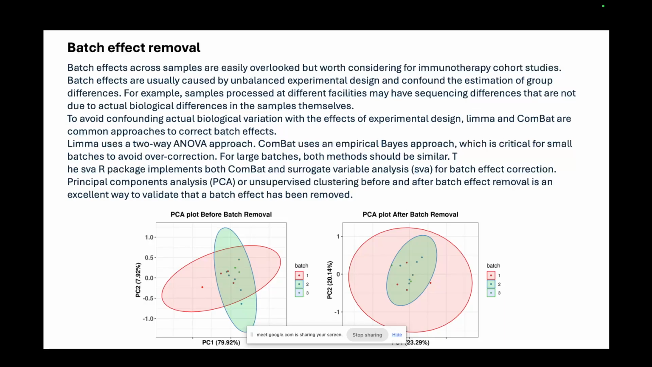One thing that is very widely seen is batch effects. It is variability due to differences in, just give me a second.